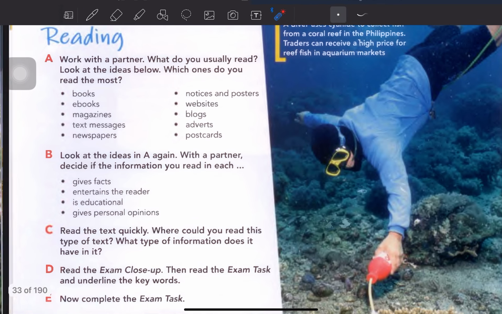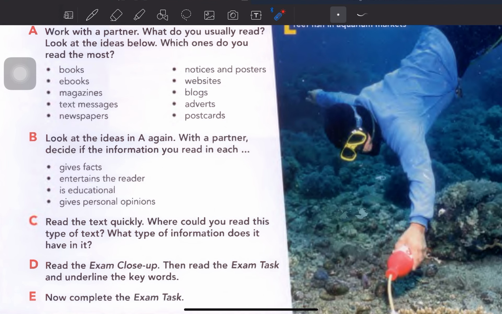Okay, now B. Look at the ideas in A again. Decide if the information you read in each gives facts, memberi fakta, entertains the reader, menghiburkan pembaca, is educational, memberi maklumat ataupun pengetahuan, gives personal opinions, memberi ataupun ada pendapat peribadi. Okay, now let's take a look again.